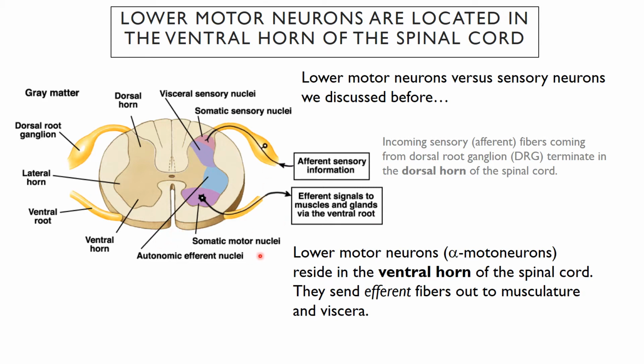This is a nice illustration to describe the difference between afferent and efferent. We have afferent sensory information coming from away and being brought into the spinal cord. Afferent means signals coming into the spinal cord. Efferent means it's going away from this area. So these are efferent signals that would synapse onto the muscles.